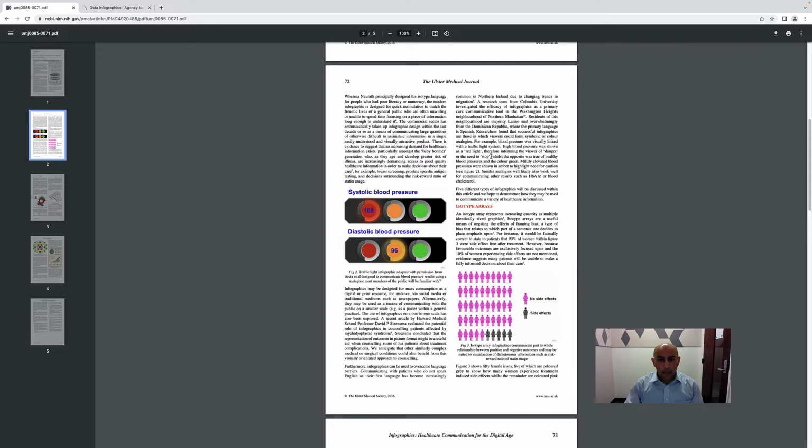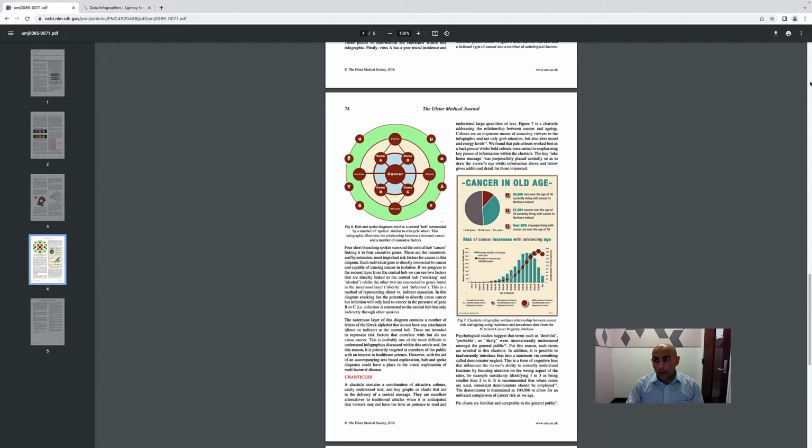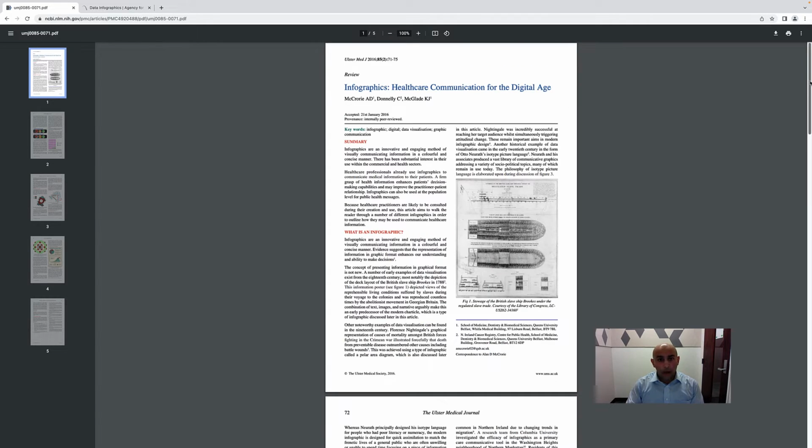Let's start with the basic definition. What is an infographic? And to help us answer these fundamental questions, we're going to use this clinical study called Infographics, Healthcare Communication for the Digital Age. It is available on PubMed, and the lead author is McCrory. They describe infographics as an innovative and engaging method of visually communicating information in a colorful and concise manner.